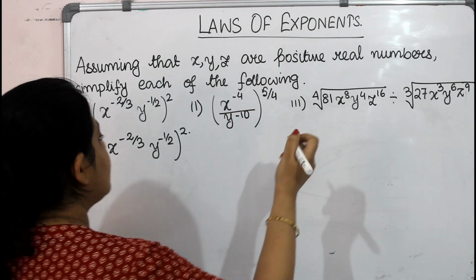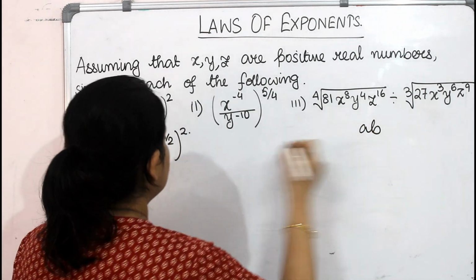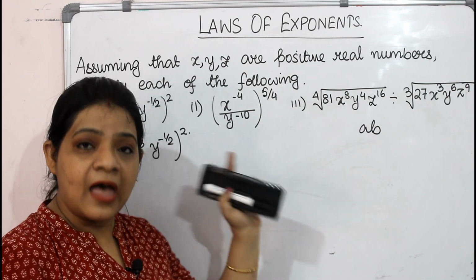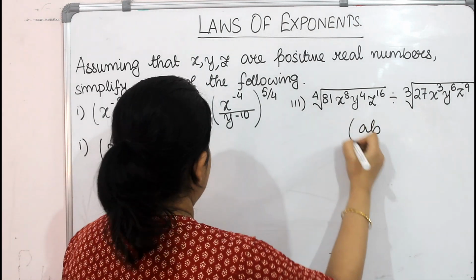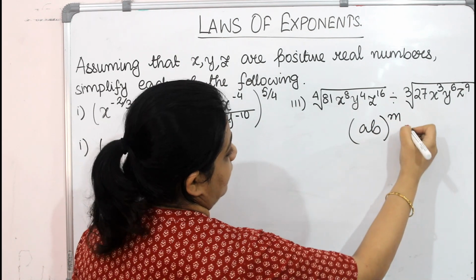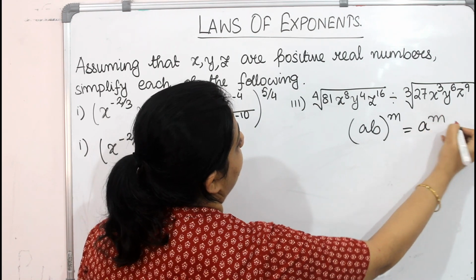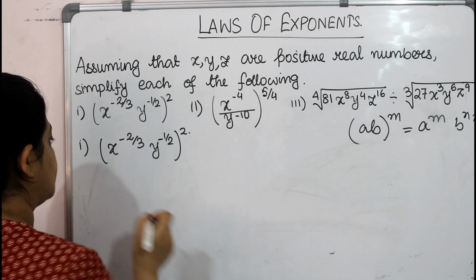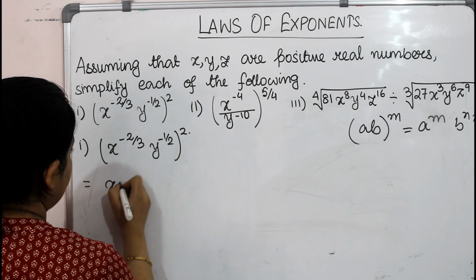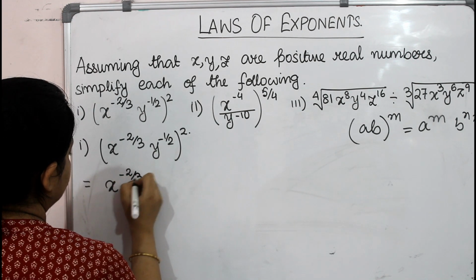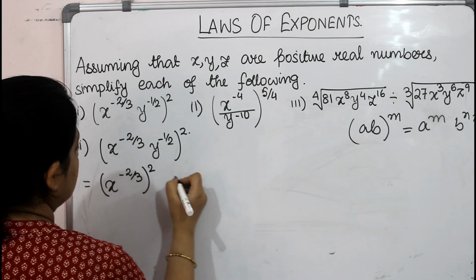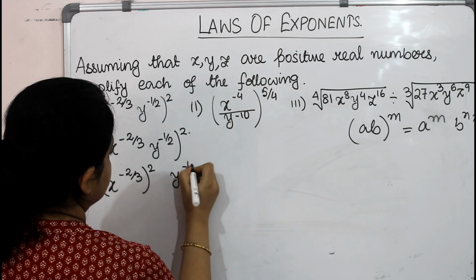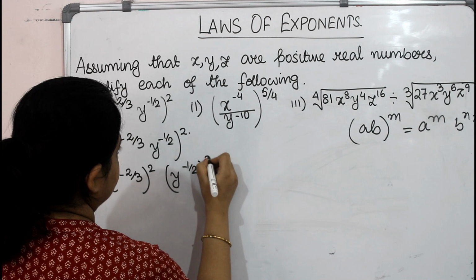So this is basically a, b, both of them having different bases, that is (ab) to the power of m. So what do we do? a to the power of m, b to the power of m. So this is a, this is b. So we can write this as x to the power of minus 2 by 3 to the power of 2 and y to the power of minus half to the power of 2.